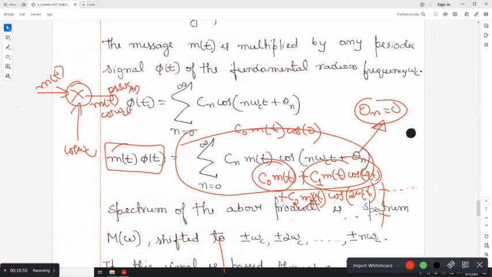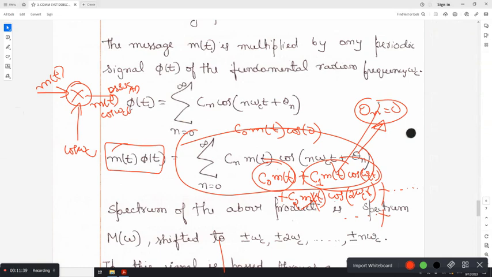I told you that using a switching modulator you can generate it. A switching modulator is nothing but you multiply your message signal with a periodic waveform phi of t of fundamental radian frequency omega c. When you multiply this, using the Fourier series representation of the periodic signal, you get this equation. In this equation, you have clearly seen that this is the only component required, the passband component.